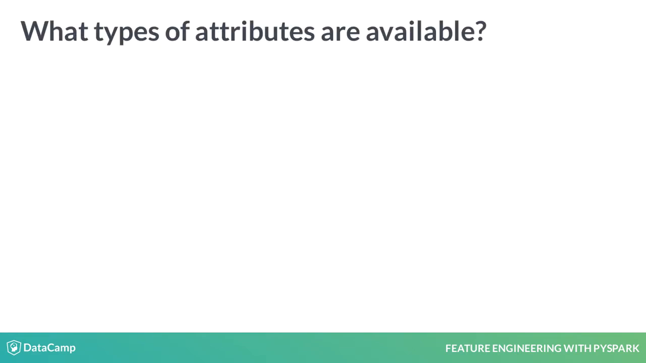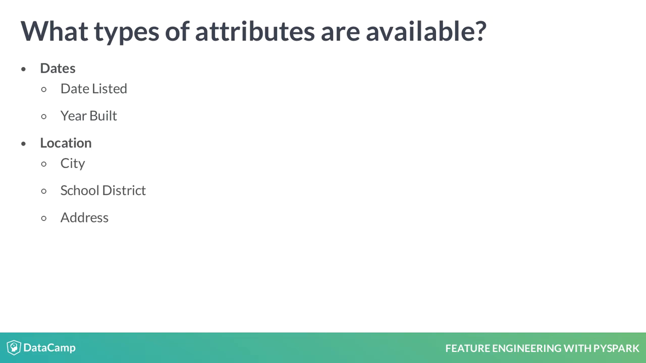The original dataset has hundreds of attributes available, but in order to start simple, we've already worked with our client to identify around 50 attributes they think are likely to influence the price of a home. These attributes generally fall into these groups. For dates, we have date listed and the year the home was built. For locational data, we have the city that the home is in, its school district, and its actual postal address.